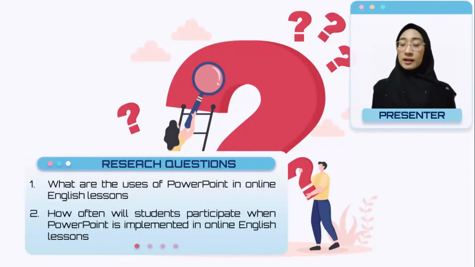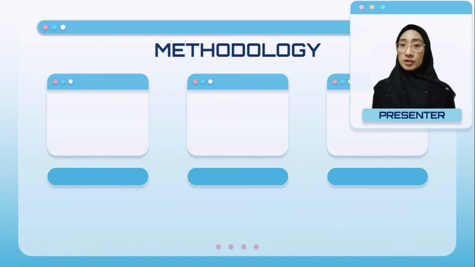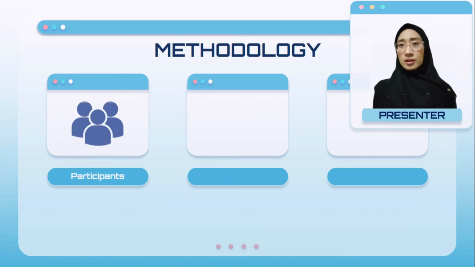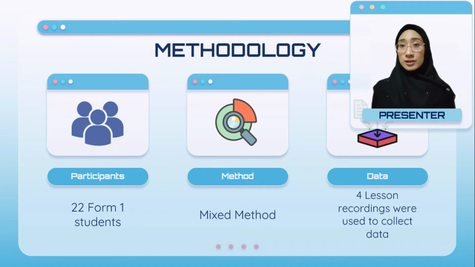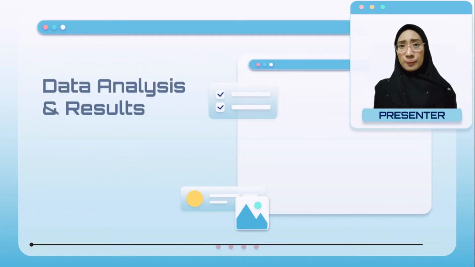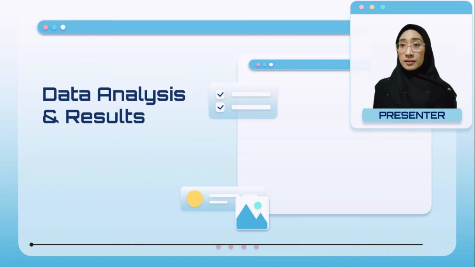The second aspect that I'll be describing next is the methodology. The participants involved were 22 Form 1 students. This research uses mixed methods, which integrates both qualitative and quantitative methods, with observation and lesson transcriptions. There were 4 lesson recordings used to collect data for this research. The third aspect that I will be describing next is the data analysis and results. The collected data are analyzed and categorized to answer the research questions.